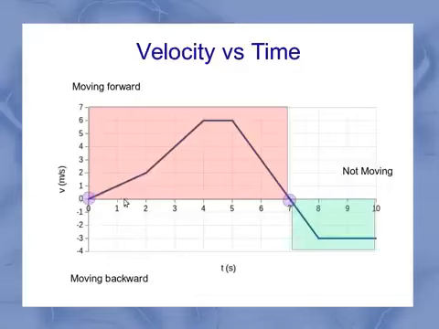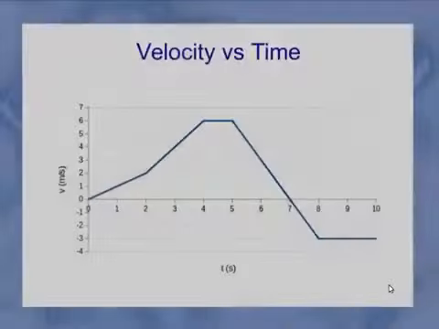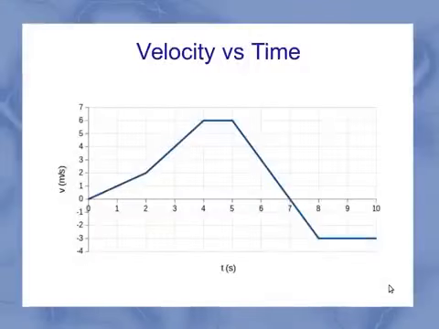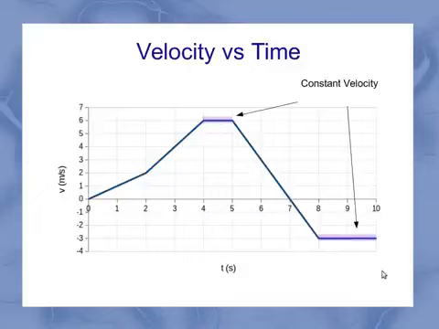If you're actually on the x-axis, that means you're not moving. So in this case, both at the very start and at 7 seconds, we were not moving. Now we can take a look at a few other things on our velocity versus time graph. So for example, these horizontal flat segments are where we've got constant velocity.